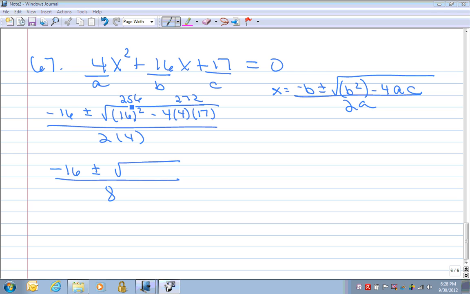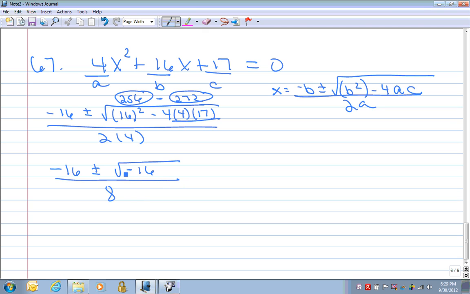Okay, 16 squared is 256. 4 times 4 times 17 is 272. So we have 256 minus 272 that will be under the house. That actually is a negative 16. All right, negative 16. It's a negative number, so we're going to have two complex imaginary numbers. That's important for you to know. That's what the discriminant tells us when it's negative.